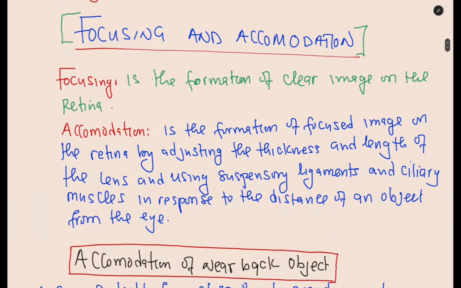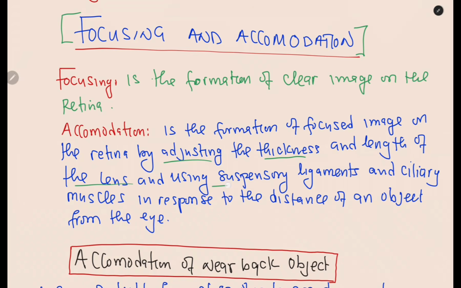Then what about accommodation? To define it, we are going to encompass some of the terms that will make the definition full. It is the formation of a focused image on the retina. How does that image form? By adjusting the thickness and the length of the what? The lens, using the suspensory ligament and ciliary muscle.